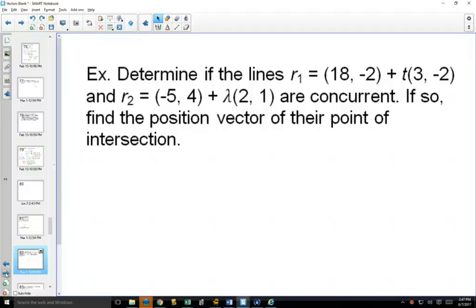So we're going to see, are these 2 lines concurrent? Do they intersect? And if so, find the position of their point of intersection. This is still in 2 dimensions. I'm going to get you to try this, since we don't know.